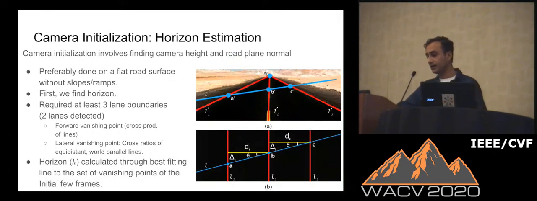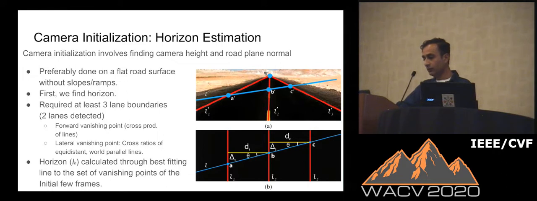Now we need to find camera height and road plane normal. For these, we need to find an inverse perspective mapping, which requires the horizon to be found first. Horizon can be found from two vanishing points. The forward vanishing point is easy, which can be found by simply taking the cross product of any two parallel lane lines. However, the lateral vanishing point, or the second vanishing point, is a bit more involved, and we can discuss it in the poster.